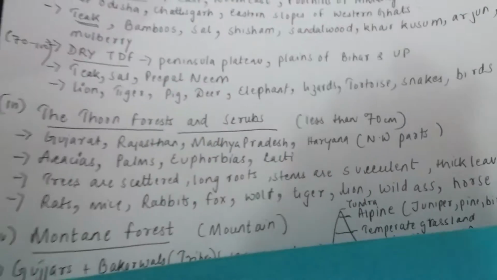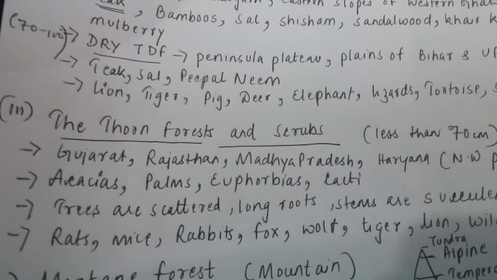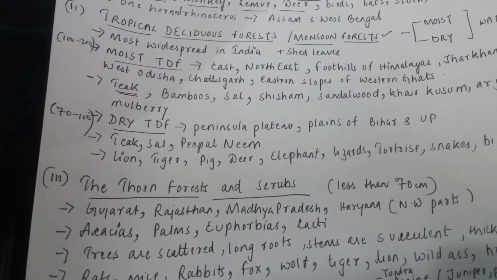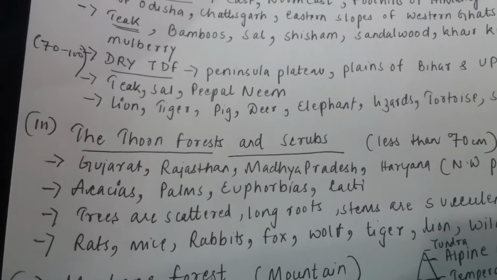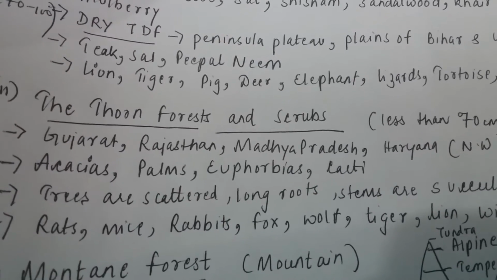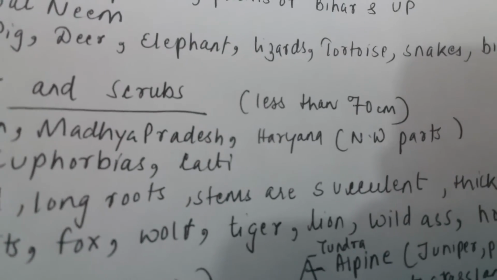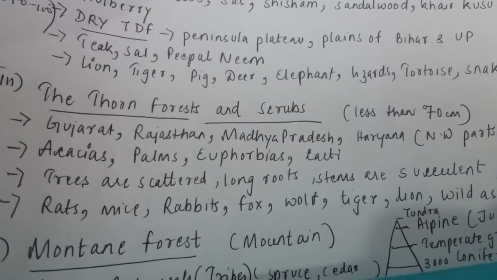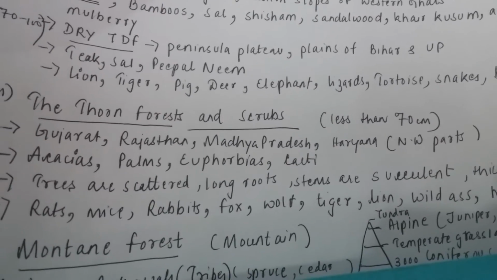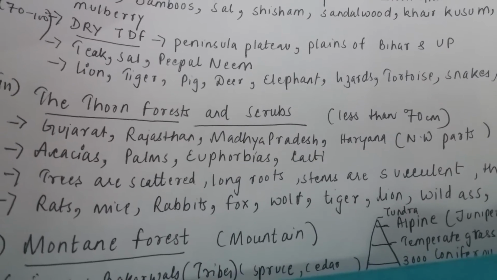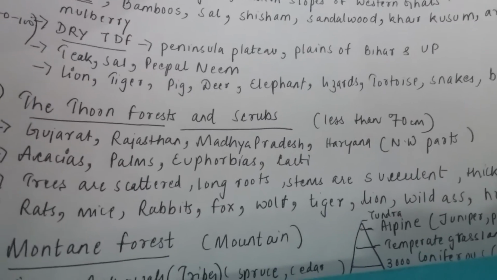Now coming to the third category of vegetation, which is the thorn forest and scrub. Remember that though India consists mostly of tropical deciduous forest, we have a combination of almost all types of forest. Based on the name you should know that they get less rainfall, which is less than 70 centimeters. The places, obviously think of the desert areas, are in the western and northwestern part of the country. What are the states over there? Think about it: Gujarat, Rajasthan, western Madhya Pradesh, Haryana.